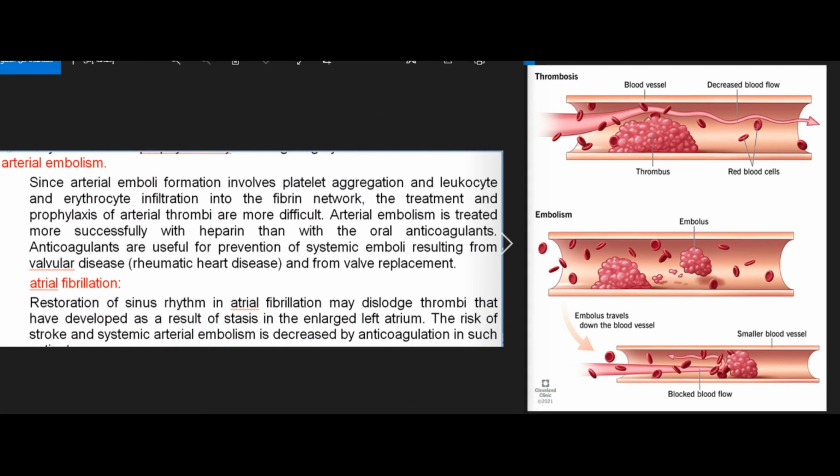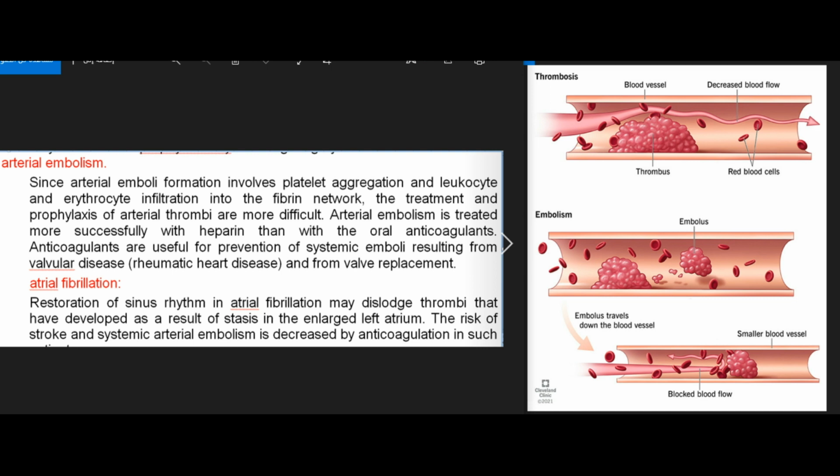Arterial embolism. Since arterial emboli formation involves platelet aggregation and leukocyte and erythrocyte infiltration into the fibrin network, the treatment and prophylaxis of arterial thrombi are more difficult. Arterial embolism is treated more successfully with heparin than with the oral anticoagulants. Anticoagulants are useful for prevention of systemic emboli resulting from valvular disease, rheumatic heart disease, and from valve replacement.